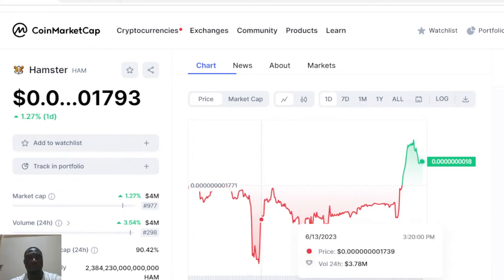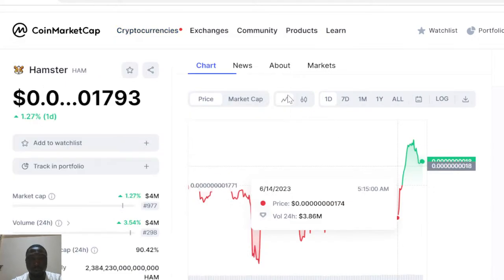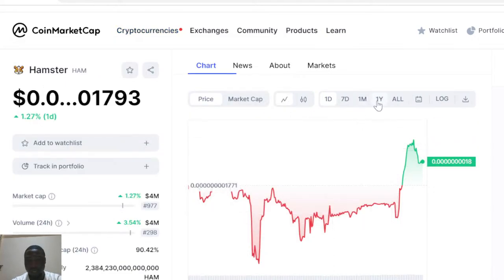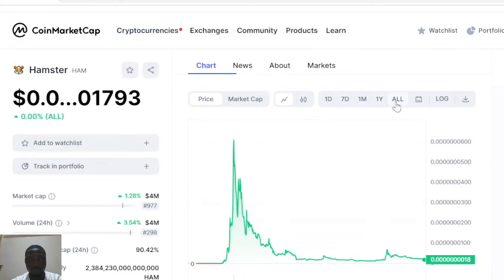Now let's go to CoinMarketCap to get more understanding about what the price is all about. You can see it's actually red. The market is red when looking at this project on CoinMarketCap.